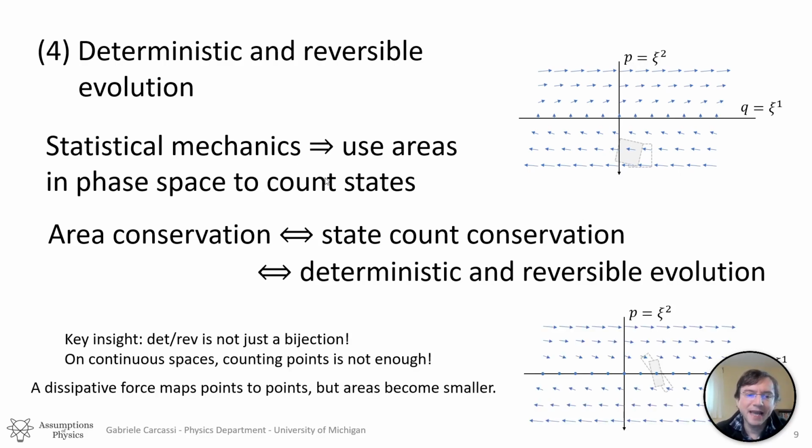Now the key insight here is that the determinant of reversibility is not just a bijection. You can't just map points to points because in continuous space, counting points is not enough. So for example, if we have a dissipative system, the points are going to concentrate in smaller and smaller area around the equilibrium. And so every area will still have infinitely many points. We're mapping infinity to infinity. So if we're not looking at what happens to the size of the area, we lose the fact that we might actually have a dissipative system.